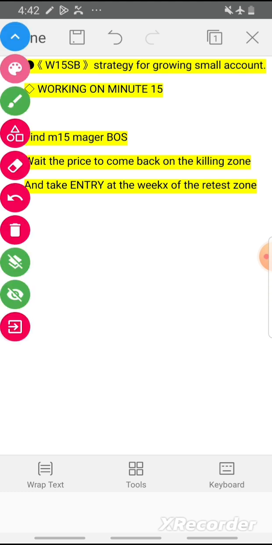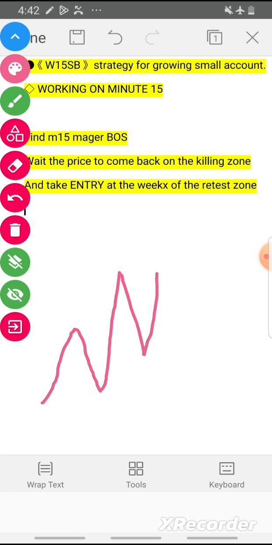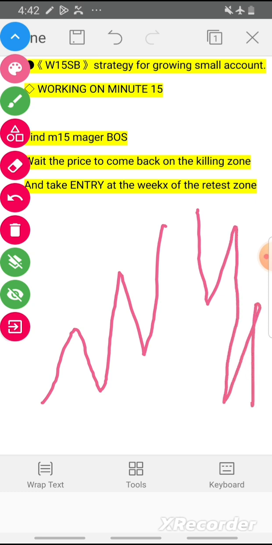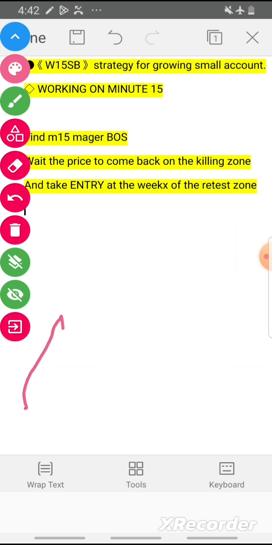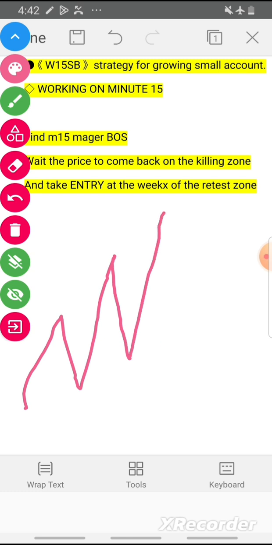As well, we all know that the market moves on higher highs and higher lows, or sometimes it can move making lower lows, lower highs, lower lows, lower highs. When the market is making higher highs and higher lows on minute 15, this is the cycle of the Volatility 75 and other indices. So this is how it moves.